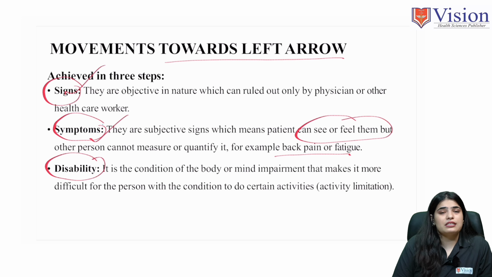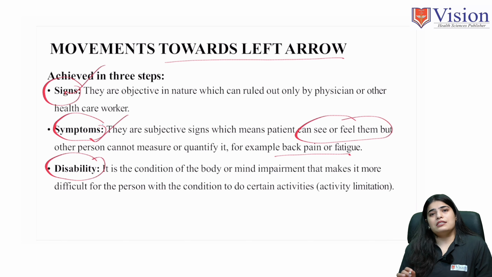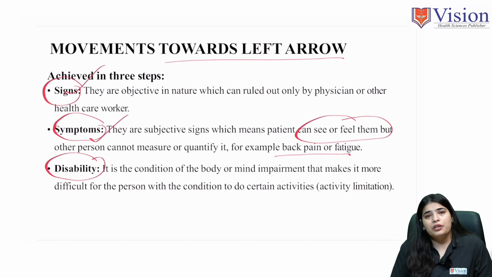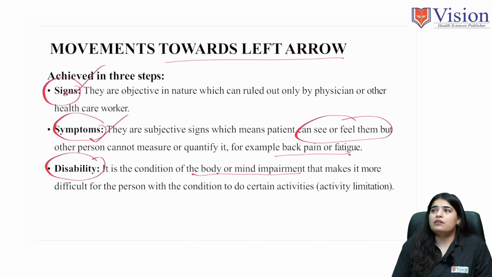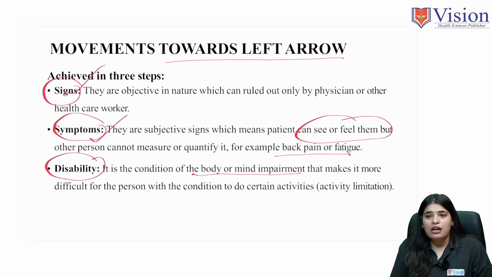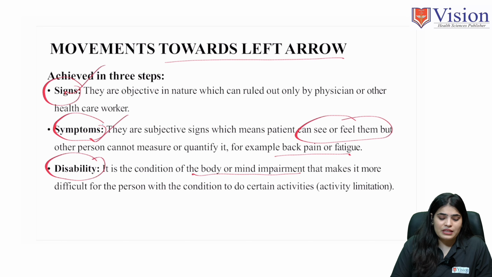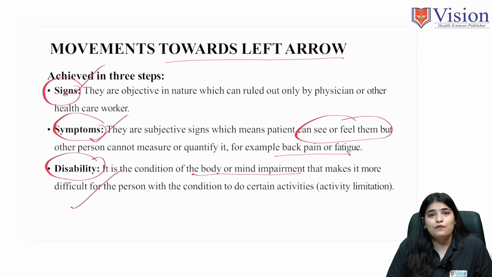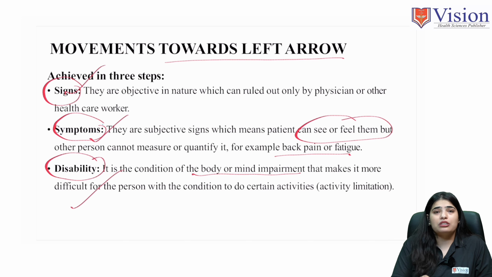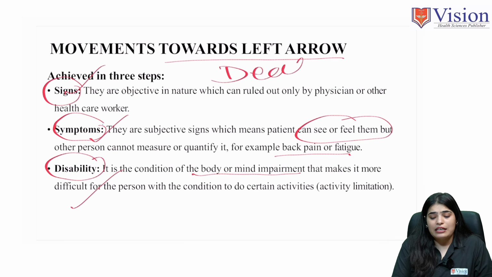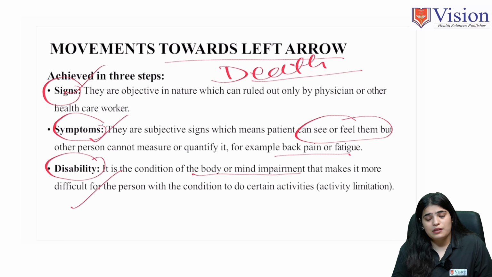The third thing here is disability. This is the last stage of disease, we can say, when there is body or mind impairment because of the disease condition. For example, the person is not able to walk, the person is not able to perform their task, the person is not able to adjust in the society, any kind of disability. That is the last step in the left arrow. And as we all know, there is another thing in the left arrow, that is premature death. That is the last thing here after the disability.